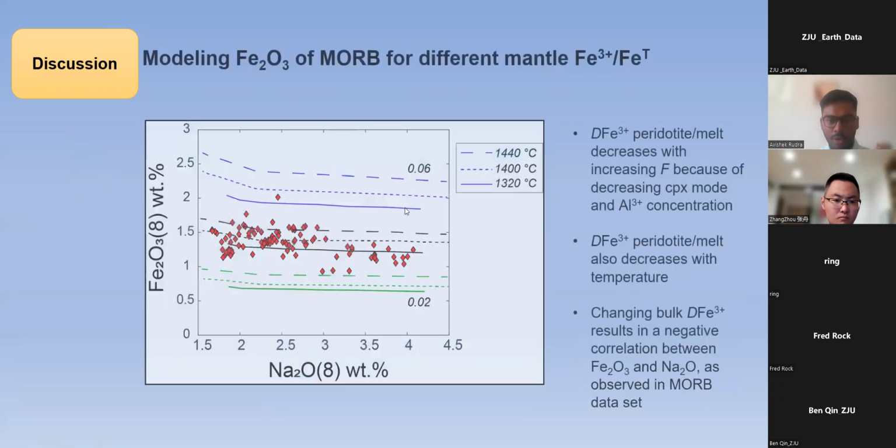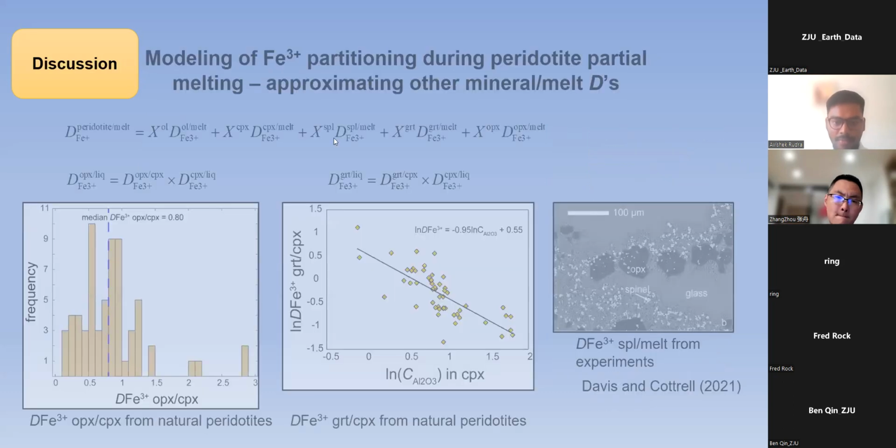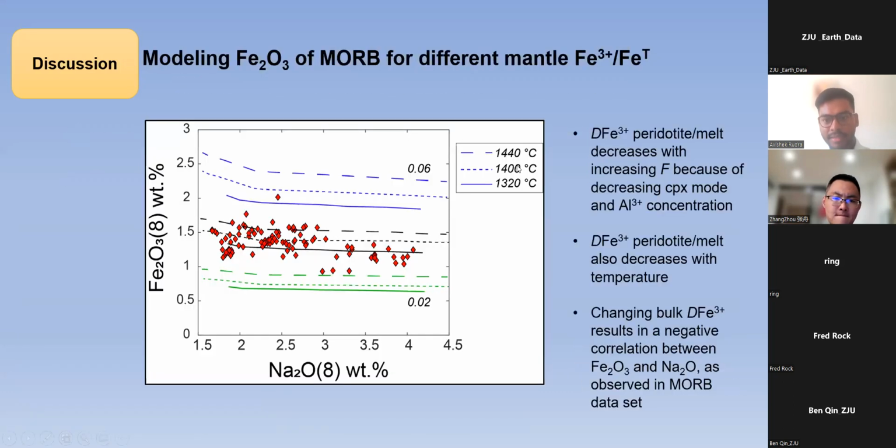And then we tried to model what the partial melt ferric iron content would look like if we melt a peridotite with a certain ferric iron content. And when we compare that, we did those calculations for three different potential temperatures, from 1320 to 1440, with very different source ferric iron values.